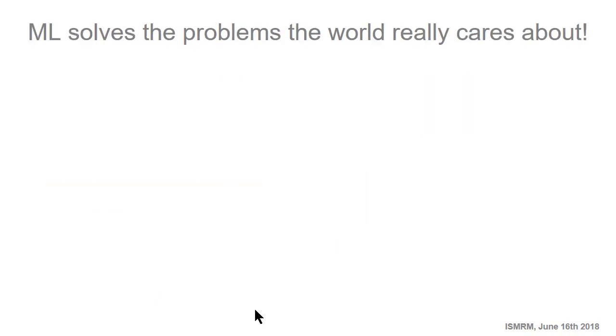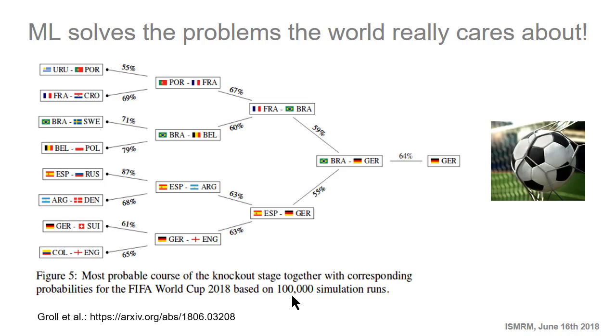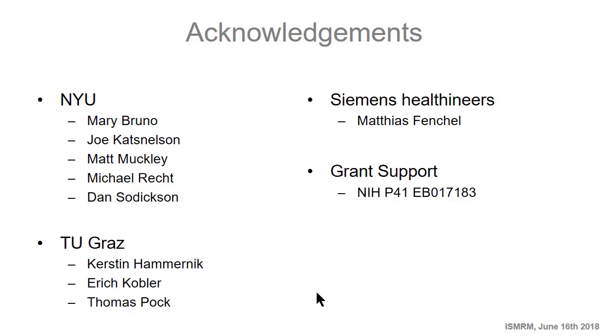And finally, as a parting statement, remember that machine learning really solves the problems that the world really cares about. So this is a paper that came out last week. According to machine learning, Germany will win the World Cup. So the doubters here is Jeff. Yeah, so if Germany wins the World Cup, then thank you.